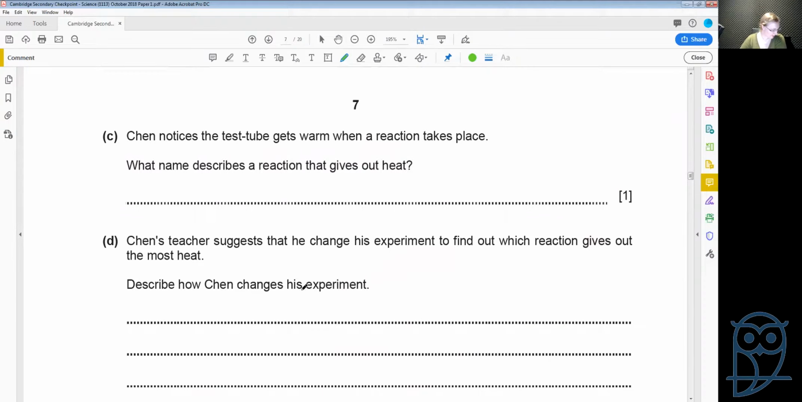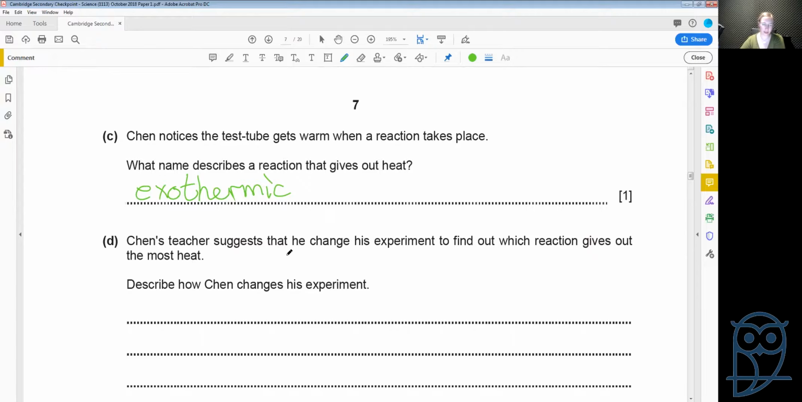So C here says Shen notices the test tube gets warm when a reaction takes place. What name describes a reaction that gives out heat? This is an exothermic reaction. The opposite of exothermic is endothermic, and that is a reaction that takes heat out of the environment.